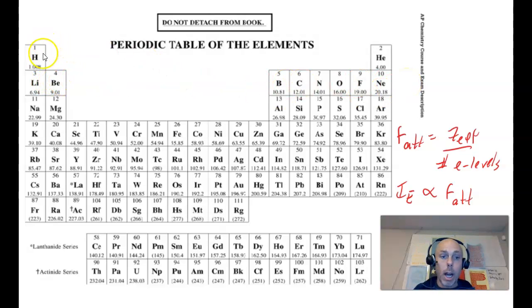As we go down a column or down a group, we know the effective nuclear charge doesn't change, so the numerator doesn't change.